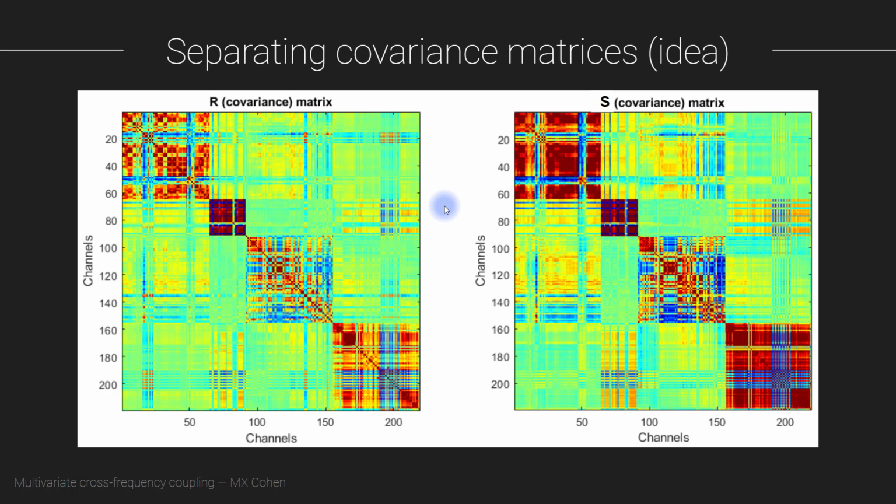What we actually want is a set of weights for each channel, so a number that we can assign for each channel, such that when we combine all the channels together according to those weights, that is a feature or a pattern in the data that best separates this matrix from this matrix. So this is the general idea. We want to find a vector, a weighting of the channels, that best separates this matrix from this matrix.